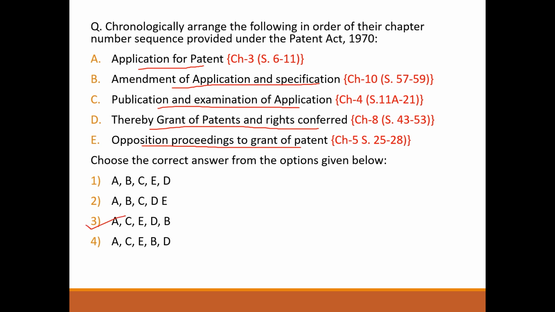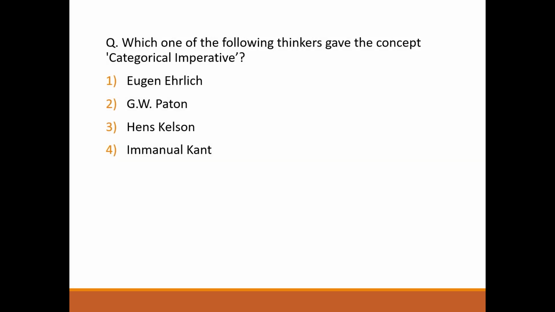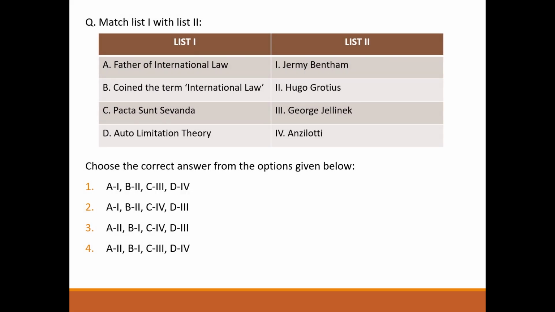Next question. Which one of the following thinkers gave the concept categorical imperative? It's option number 4, Immanuel Kant. Next question. Match the following. List 1: Father of international law, Grotius. Coined the term international law, Bentham. Pacta sunt servanda, Anzilotti. Auto-limitation theory, Jellinek. So answer will be option number 3.